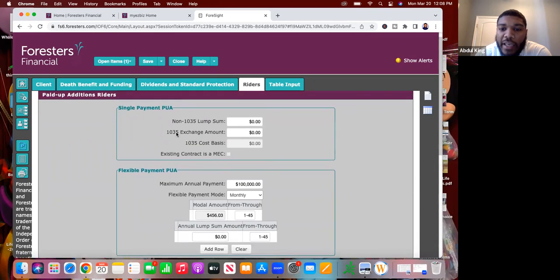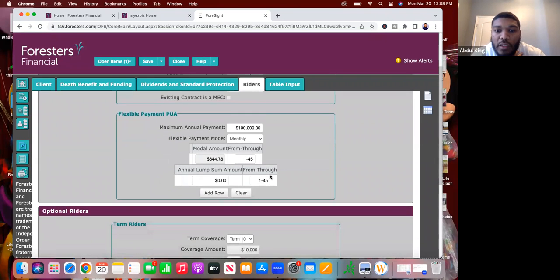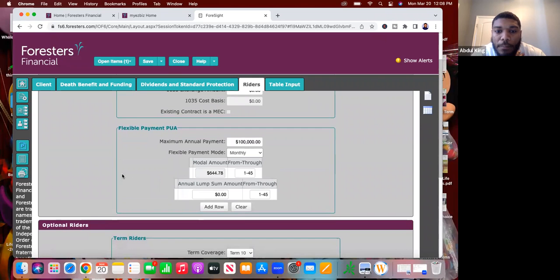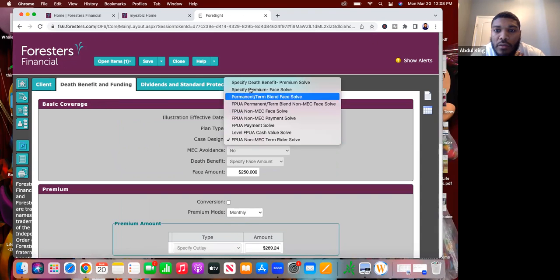Now, if somebody has a single lump sum payment, we can put it in here. Let's just say they were going to put in $15,000, right? That would be in there. Hold on. Matter of fact, because I want to show you guys, it's not letting me do this. Let me see.